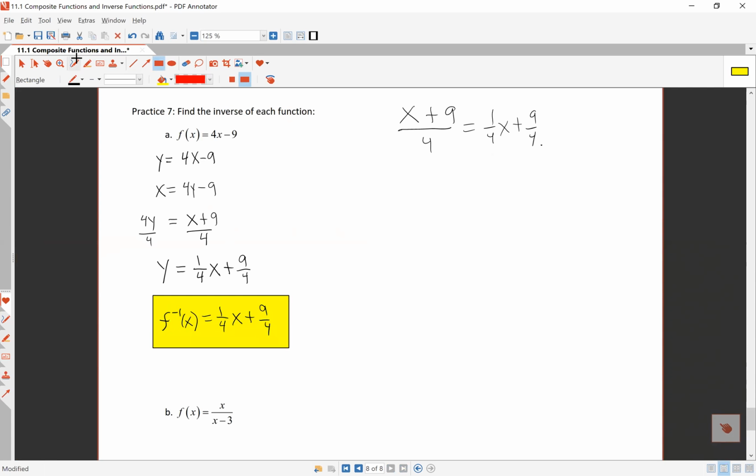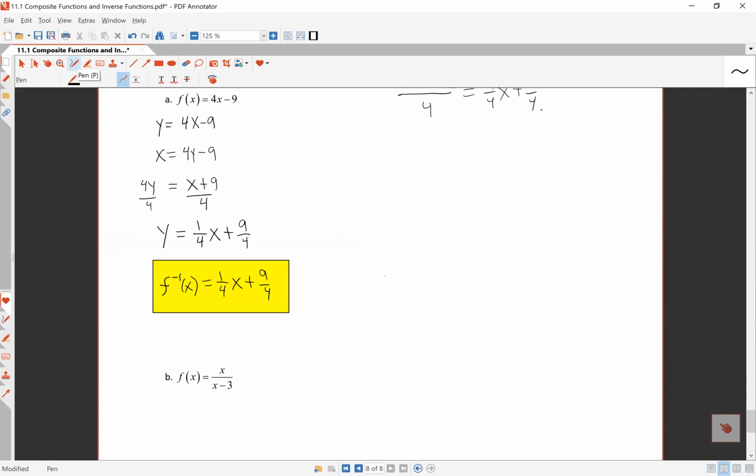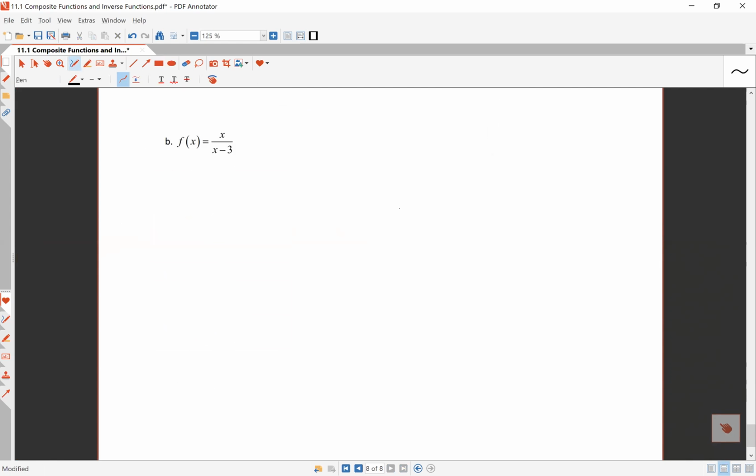These ones are pretty easy for us because we have good notions of how to undo subtraction and multiplication. Letter B is a little bit harder because we're not used to manipulating these kinds. So we start with the formal process first and put the y back into the problem. Now we switch our variables to form the inverse function. We have formed the inverse function.